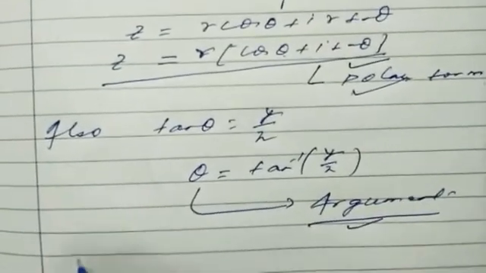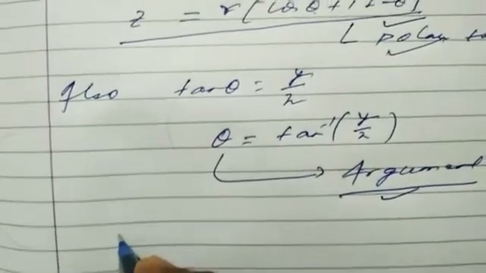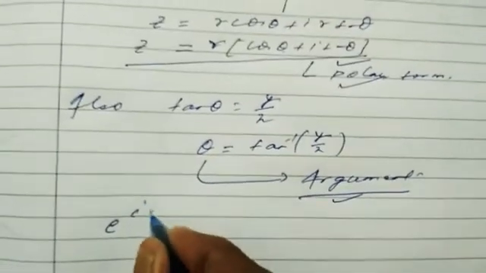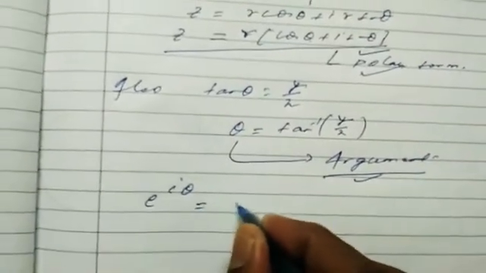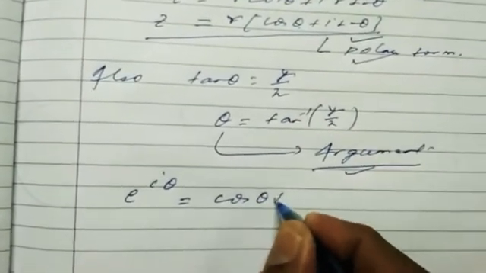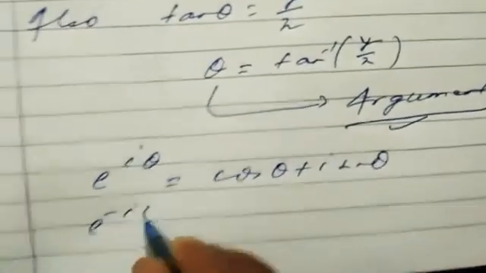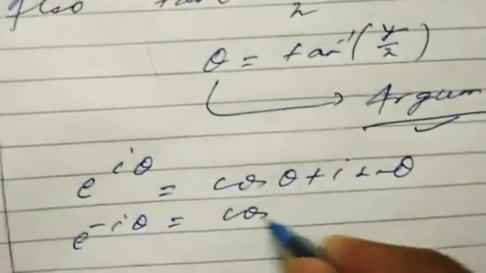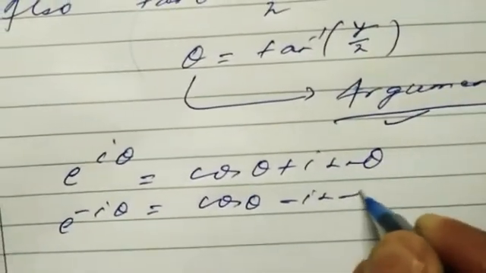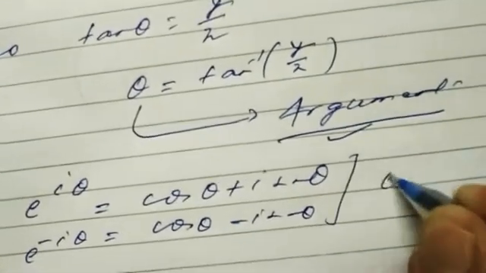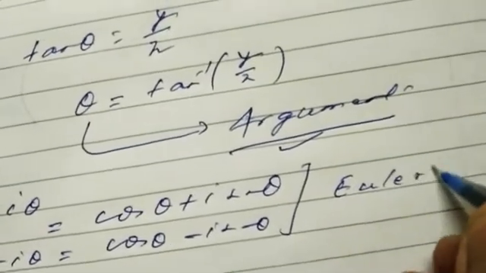We will see that later. But before that, what is Euler's formula? Euler's formula is e to the power i theta is equal to cos theta plus i sine theta, or e to the power minus i theta is cos theta minus i sine theta. Basically, these two are said to be Euler's formulas.